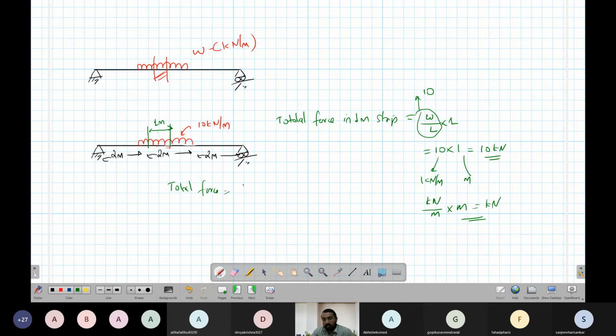Total force is equal to W, the UDL, times length, equal to 10 times 2, equal to 20 kilonewton.